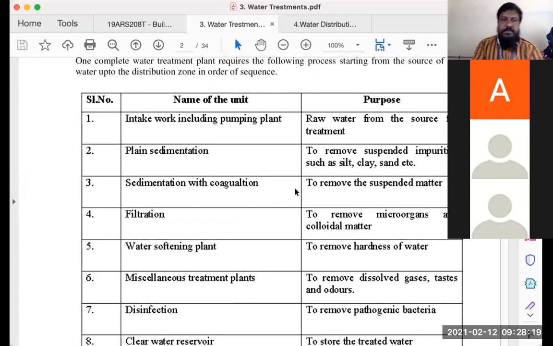The same thing is what is given as text here. In this, the first part is the intake work, including the pumping plant. Why we need this pumping plant is that the raw water from the source for treatment is taken. So you can take this as a pump house where, whatever the source is, the water is taken. Then it goes through sedimentation. What happens in a sedimentation tank is to remove suspended impurities such as silt, clay, and sand.